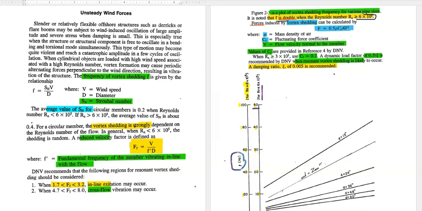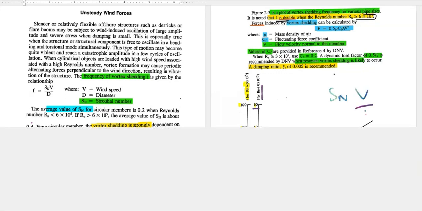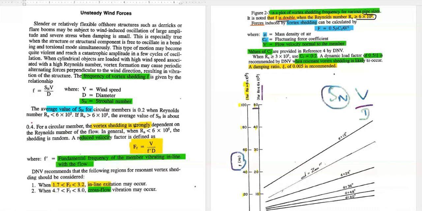I mean the vortex shedding frequency, right? F is SN times V divided by diameter, right? So SN also varies, 0.2 or 0.4. 0.2 means Reynolds number is less, and when Reynolds number is more than 600, it's 0.4. That's why it's double the times it comes. This is nothing but the vortex shedding frequency.